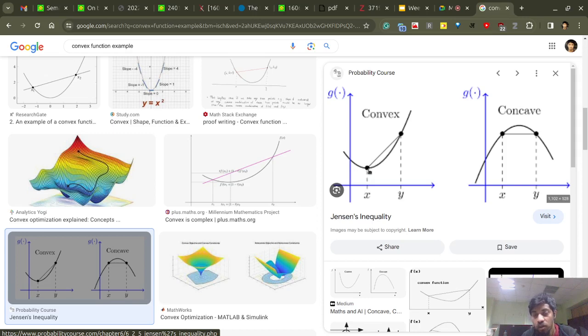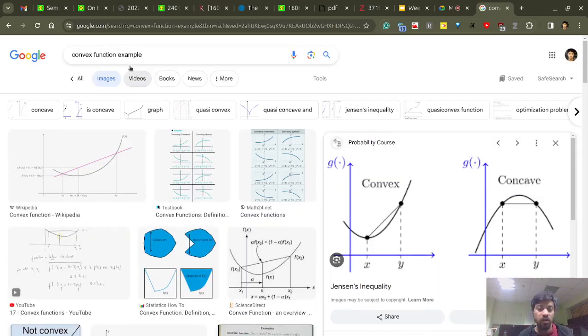And what is local minima? You are not audible properly. Can you repeat? Sir, what is local minima? Okay. Local minima. Okay, I will give another example.